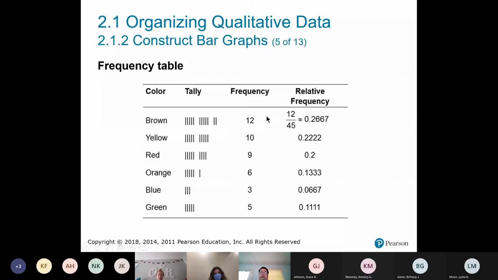And that's the first thing you have to find with a frequency distribution is N, as in November. So you need to make sure you know that total, because that total is your denominator. And then you take that, each one of these is the individual numerators. So that's 12 over 45, 10 over 45, 9 over 45, 6 over 45, 3 over 45, and 5 over 45.